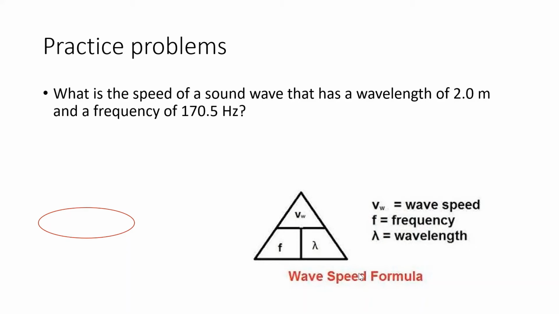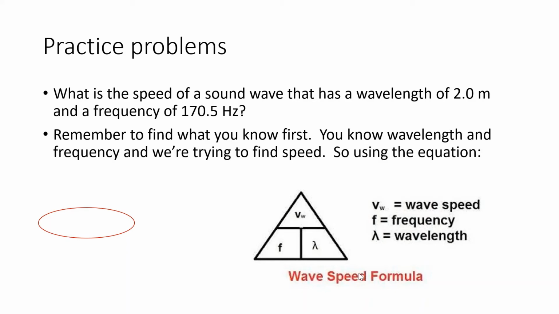All right, what is the speed of a sound wave that has a wavelength of 2 meters and a frequency of 170.5 hertz? As usual, we want to figure out what we know and then figure out what we're looking for. So here what we know is the wavelength and the frequency, and we're trying to find speed. So using our formula, we fill in what we know. We're looking for speed. Here's what we know: the wavelength and the frequency. So all we have to do is multiply these two together to get 341 meters per second.